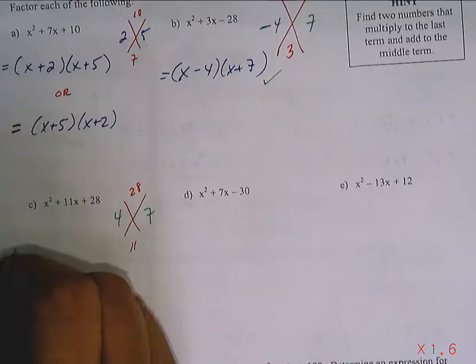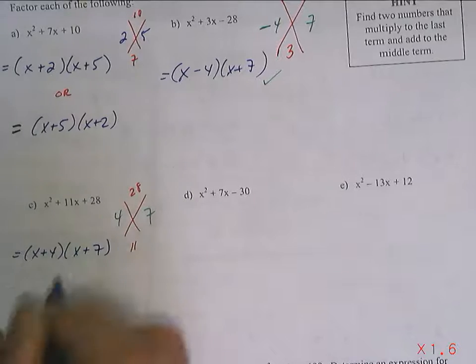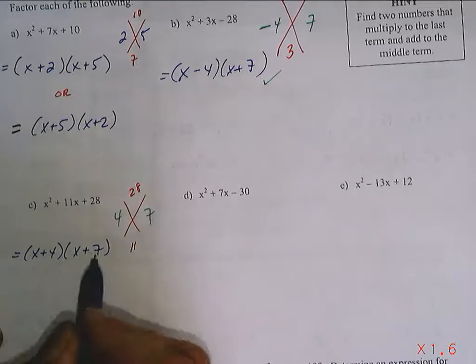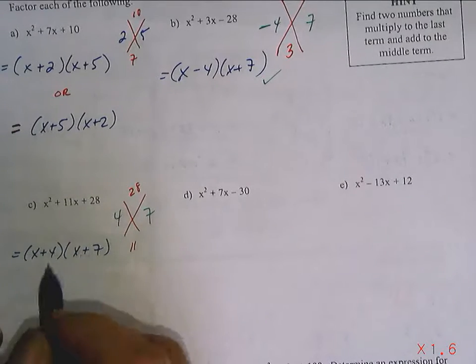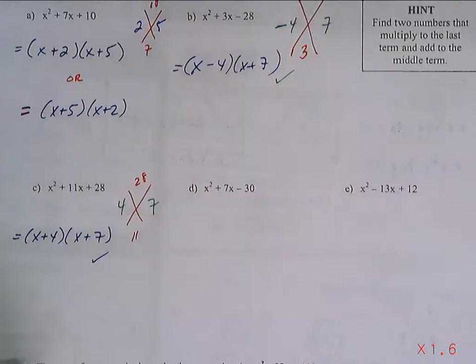So, x plus 4, x plus 7. X times x is x squared. 7x plus 4x is 11x plus 28. Life is grand. We are correct.